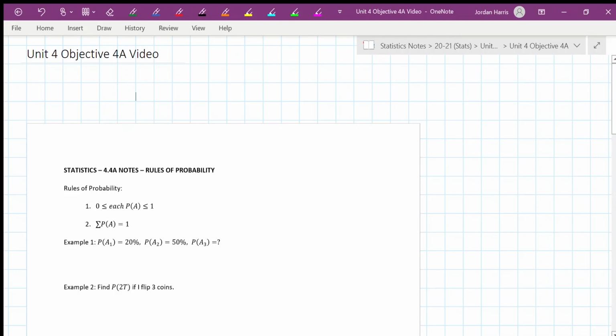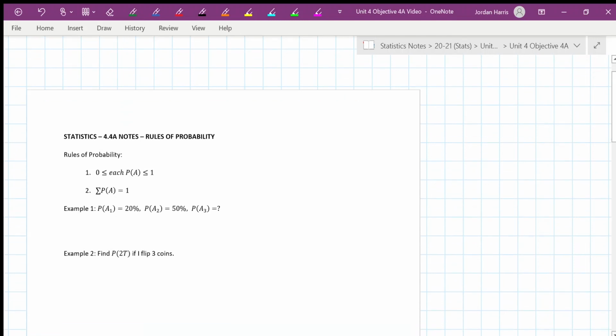This is Unit 4, Objective 4A, Rules of Probability. So we have two rules of probability. They are going to come up a lot, so I'm going to highlight them here. You have the first rule, which says 0 is less than or equal to each probability of an event is less than or equal to 1.